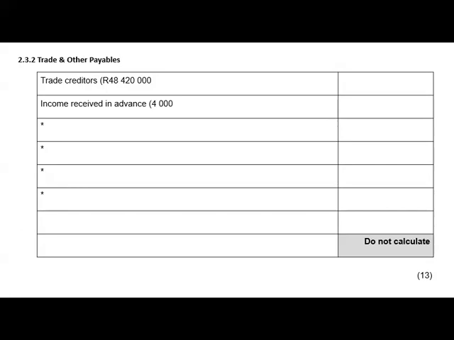It was supposed to have been reversed, so we have to reverse it by debiting income received in advance, meaning that we subtract 4,000 from income received in advance, but at the same time, we will add it to fee income and the other operating income. And the reason why we are going to do that is because last year that was subtracted from income, but this year it is income. So we need to add it to this year's income. Is it making sense? I hope it is making sense.